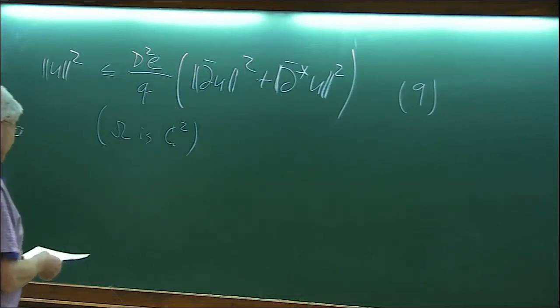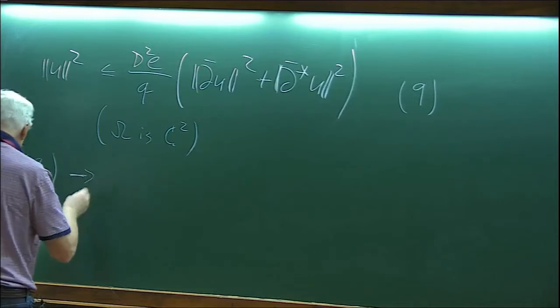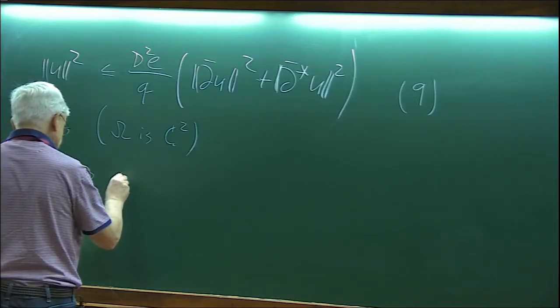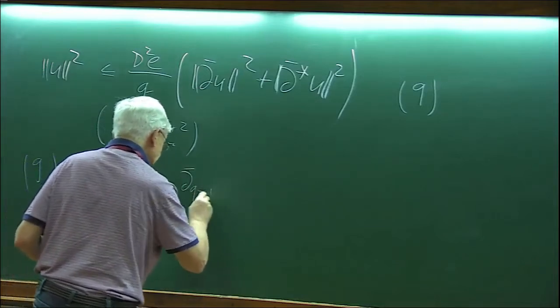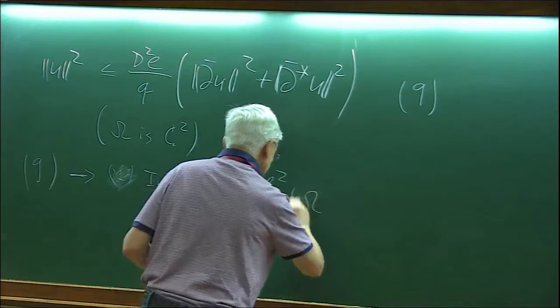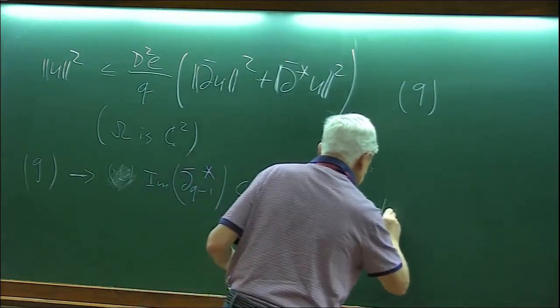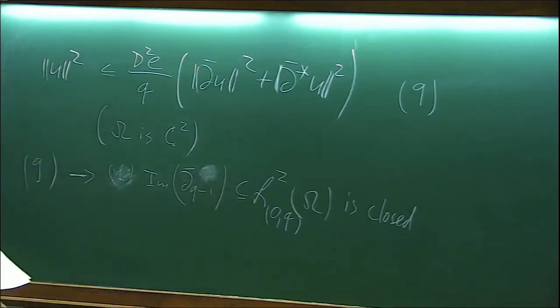And as one of the exercises, I asked you to show the following. 9 implies very good things about the images of d bar and d bar star, and about decomposing L2 0Q. So it implies, firstly, that the image of d bar Q minus 1, that image which sits inside L2 0Q omega, is closed. Actually, I got this wrong. No star there.